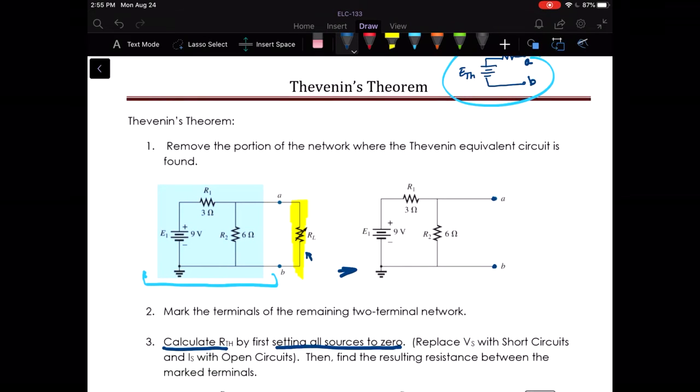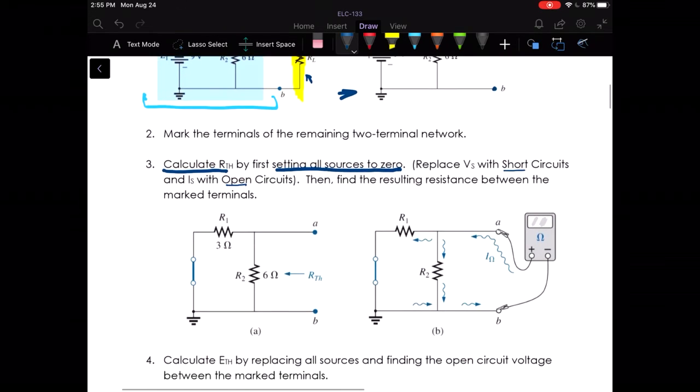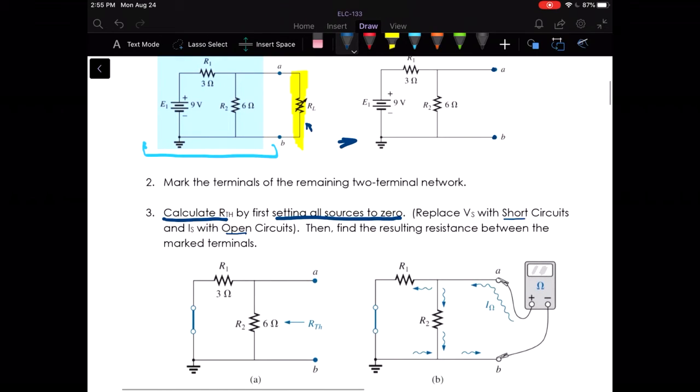So of course you remember that that means that your voltage sources are going to be shorts and your current sources are going to be opens. And then we find the resistance between the terminals. So essentially we're taking this 9-volt source right here, we're going to short it out down here, and then we're going to insert an ohmmeter right here and measure from A to B.